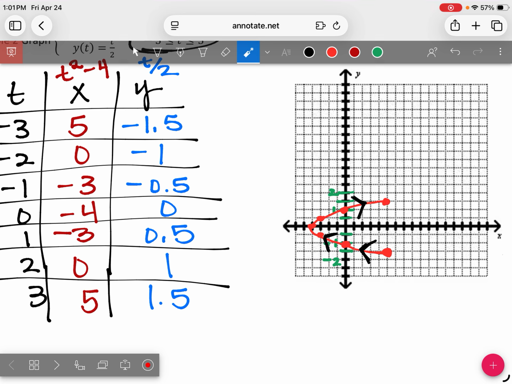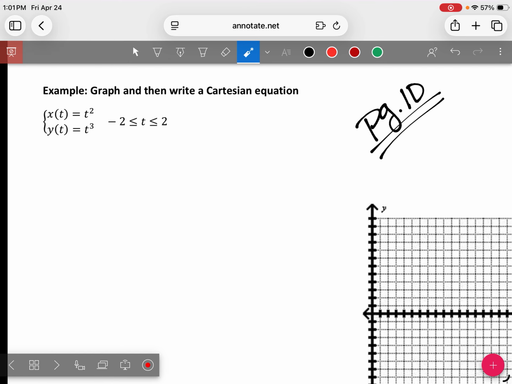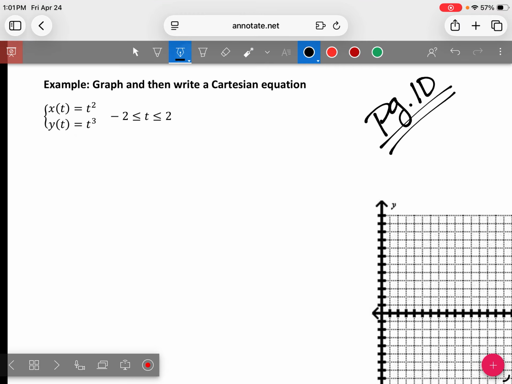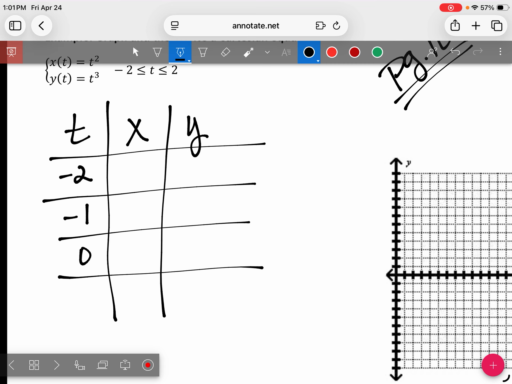All right, go to page 10. And we're going to skip down to the last graph. All righty, let's do it. Make our 3 columns. And then we're going from -2 to +2.